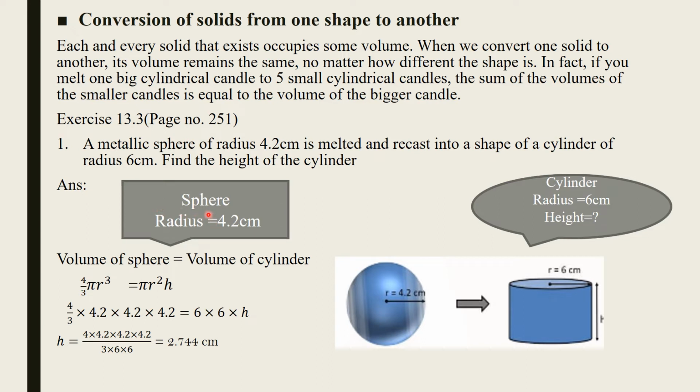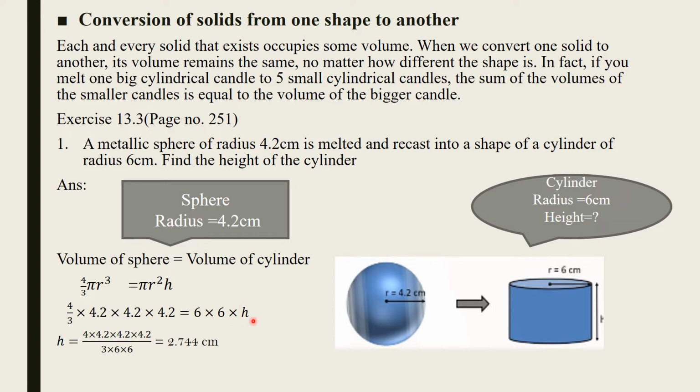As we know, as one shape is melted and recast into the other shape, the volume remains the same. That is, volume of the sphere is equal to volume of the cylinder. Applying the formulas, it will be 4 by 3 pi r cube is equal to pi r square h. Cancelling pi and substituting the values, we can see it will be 4 by 3 into 4.2 cube is equal to 6 into 6 into h.